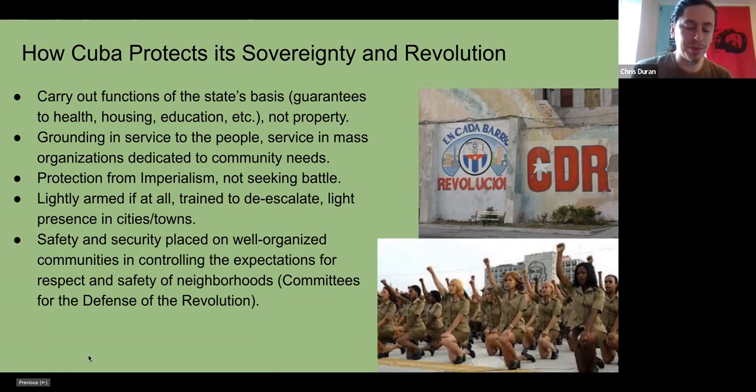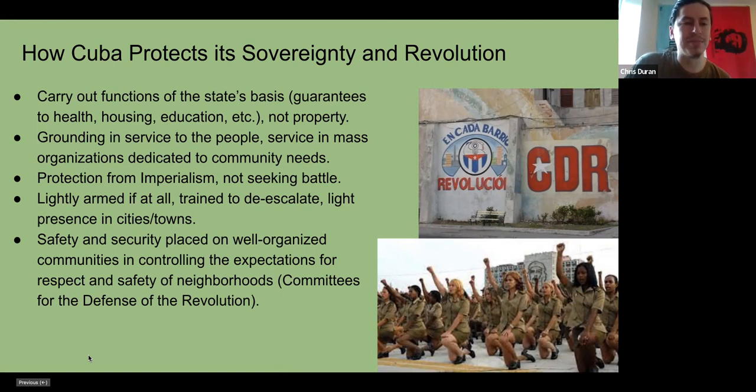When we see this, we also see the dedication to serving communities that people in the military have. They are intentionally trained to engage with mass organizations and community organizations to serve the people, and to not think of themselves as above the people, or as protecting some kind of property that is separate from the everyday lives of people, but to be in direct community with wherever they are stationed in Cuba.